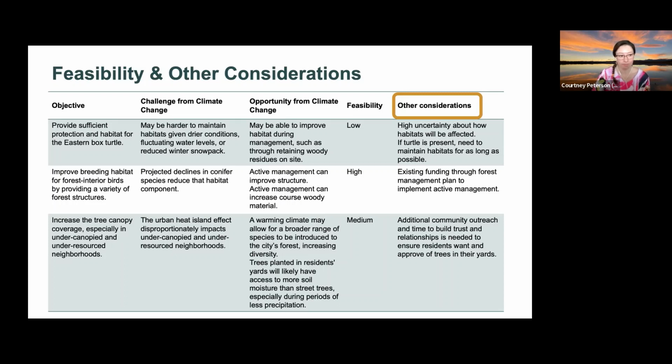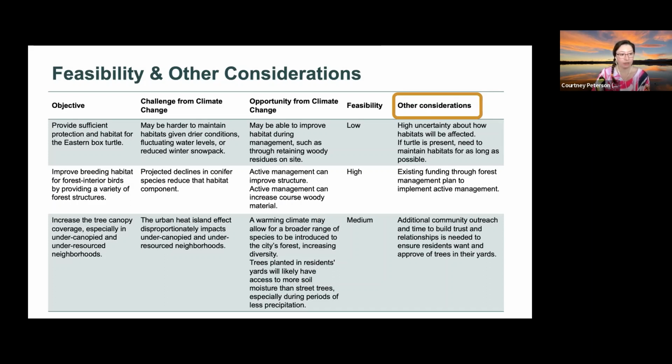So this is really that place where we can provide our rationale for whether or not we're continuing with those goals and objectives. For improving breeding habitat for forest interior birds, there might be some existing funding through forest management plans to implement that active management. So we can really think about some of those other considerations and other resources that are available here.